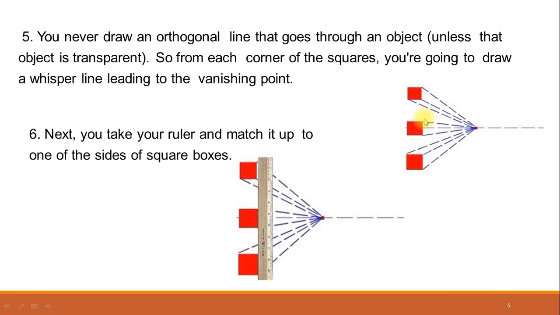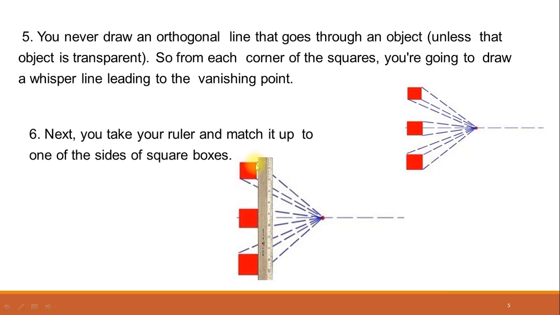Similarly, draw orthogonal lines for this square box. Join this corner to the vanishing point, also this center to the vanishing point, and this corner to the vanishing point. Similarly, join these three corners to this vanishing point, and then you take your ruler and match it up to one of the sides of the square box, like you see here.